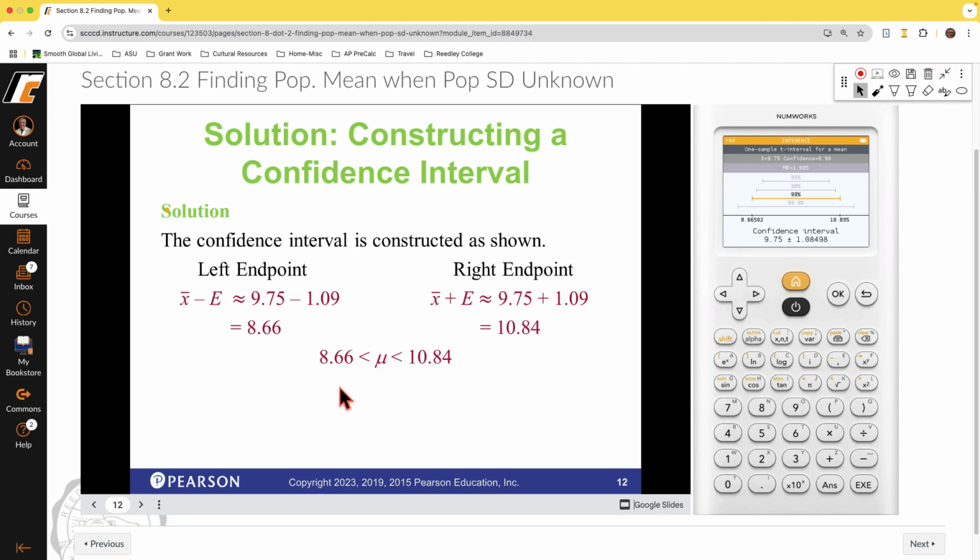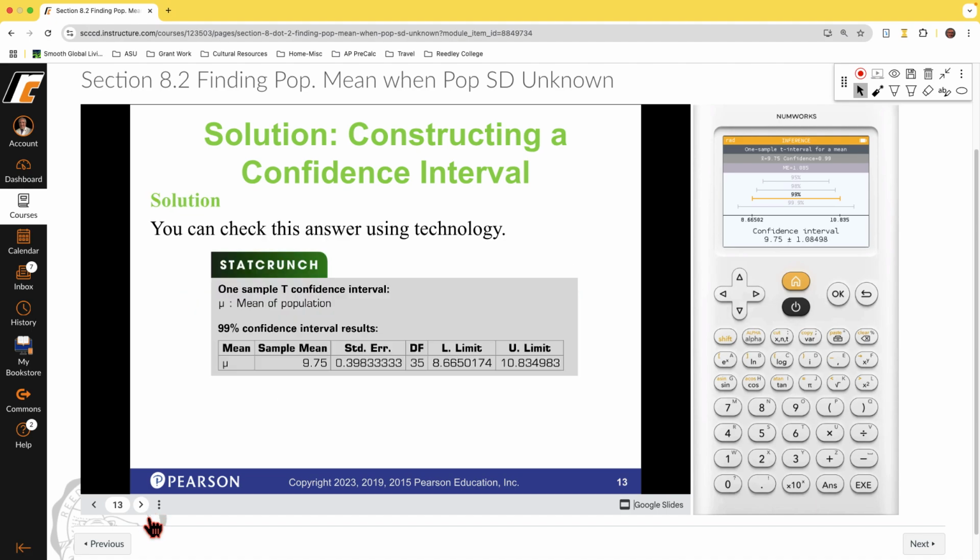However, in the end, they got fairly close to what we had, 8.66. Ours got rounded up to 8.67, and we got the same thing here, 10.84. Okay, so we may face slight rounding errors, but we're right on track there.